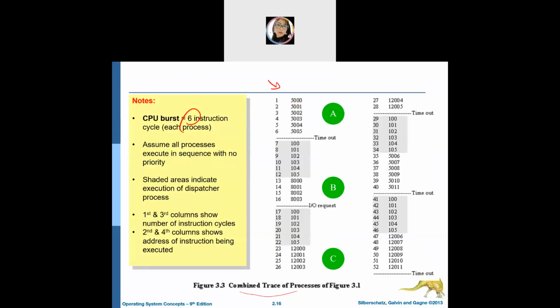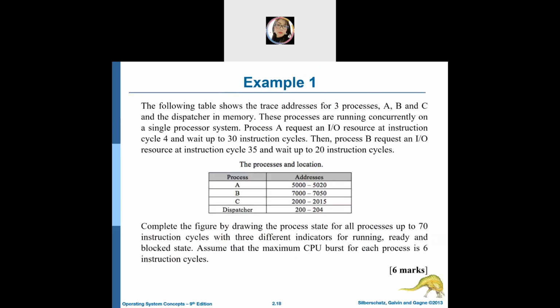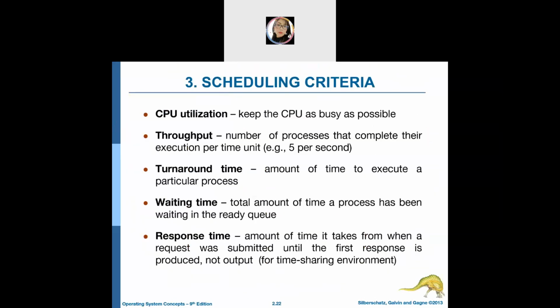What time now? Okay, we have already done 1 hour. We need to have a break first. Then we continue to our next subtopic, which is scheduling criteria. Okay, 5 minute break.